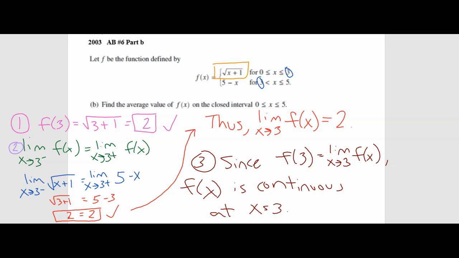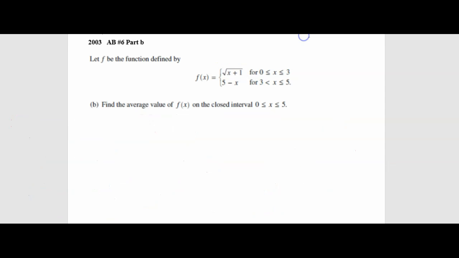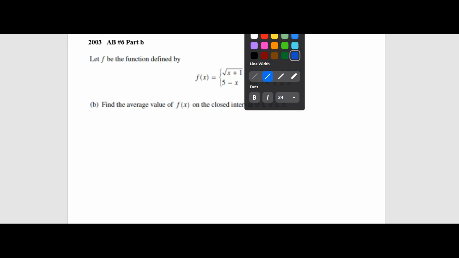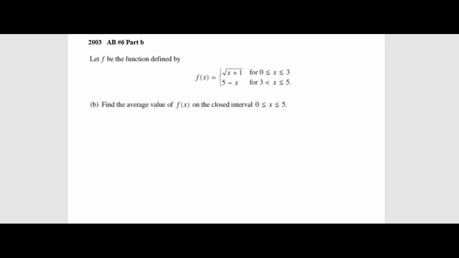So that would be a full explanation for just the criteria for us to find average value. All of this would be required just to prove that the function is continuous at x equals 3. Once you have all this, you can then move on to using the formula for average value. So I'm going to get rid of all of this. Again, you can pause the video and make sure you have it all down. Now I'm just going to start working out average value.